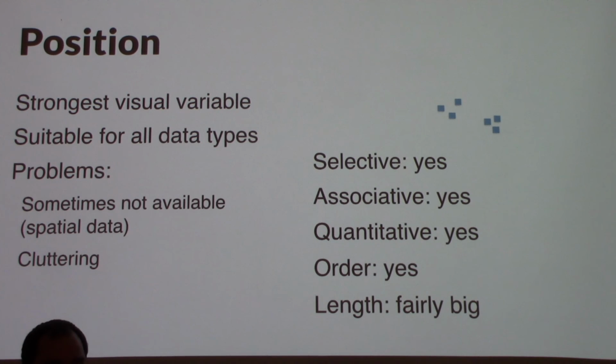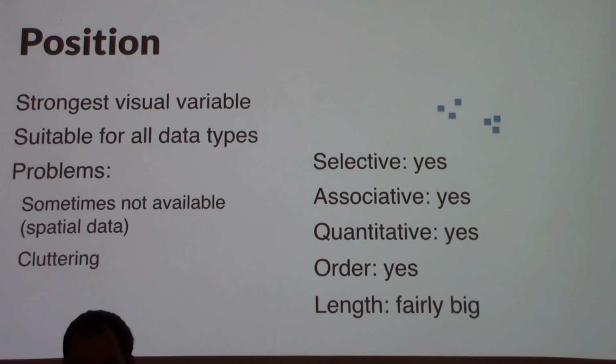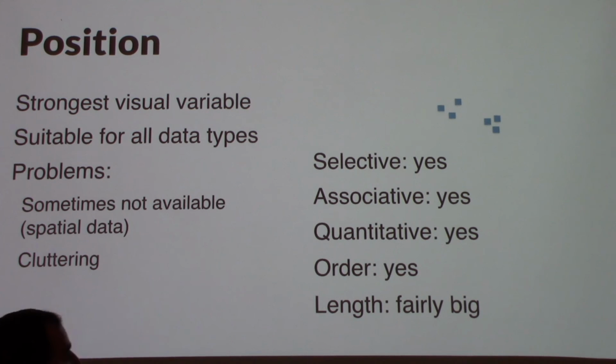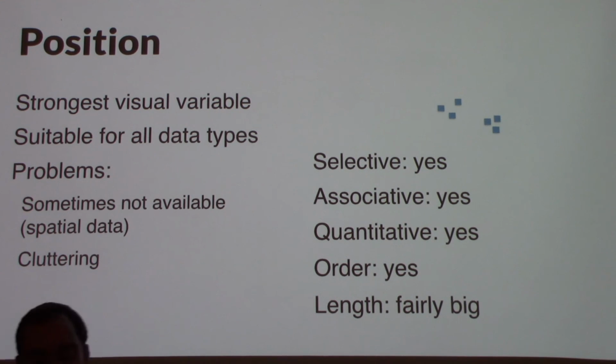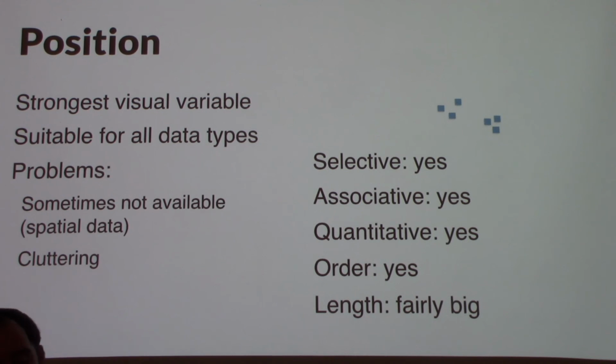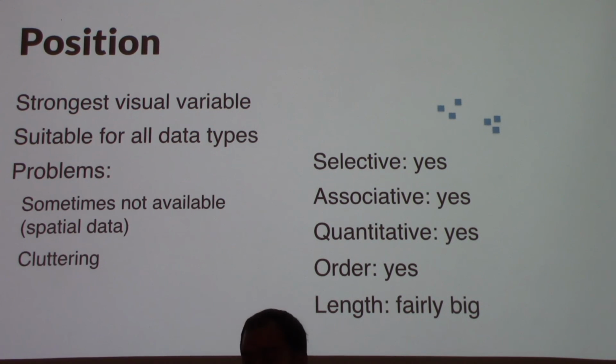Position, as I already mentioned, is the strongest visual variable since it's really suitable for all data types. But it also has some problems. Sometimes it's not available. If you have flow data, for example, spatial data, then you can't use position. This is also what I mentioned, that this divides scientific visualization from infovis. And it can also lead to cluttering. If you have a lot of marks in the same spot, then position isn't that great.